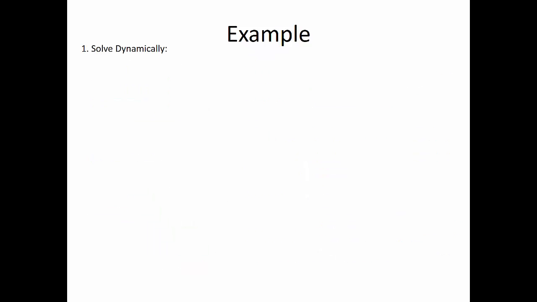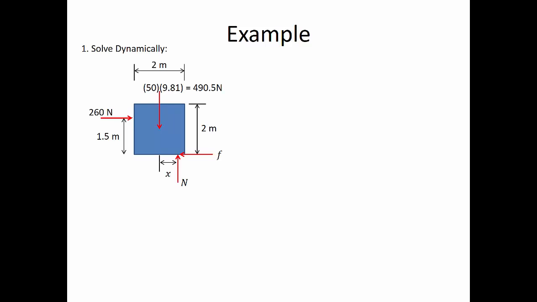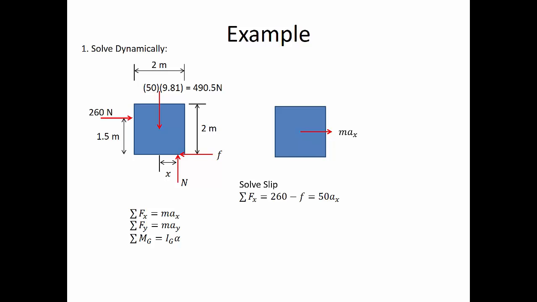Now, knowing that we're in the slip condition, we can solve it dynamically. Here's our free body diagram, like we had before. Now we have a kinetic diagram that only includes our acceleration in the x direction. Writing our equations, sum of the forces in the x direction equal mass times acceleration in the x direction. Sum of the forces in the y direction will equal 0 since our acceleration in the y direction is 0. And using the equation, sum of the moments about the center of gravity equals the mass moment of inertia about the center of gravity times our angular acceleration, which is also 0.